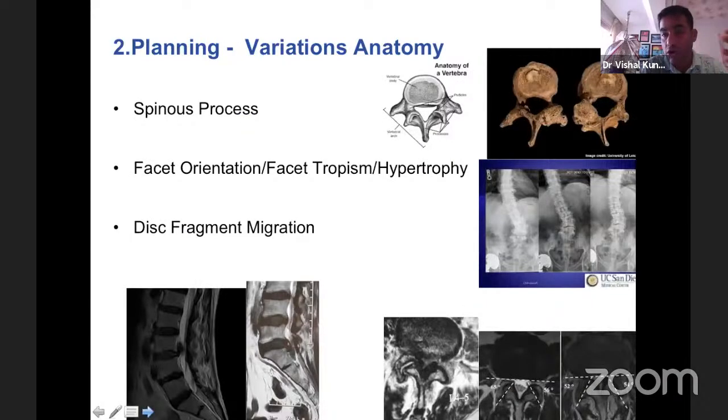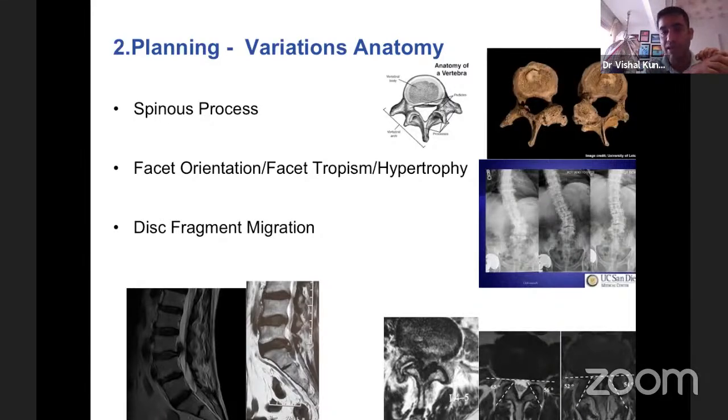After having known your anatomy and your patho-anatomy, it's extremely important to understand if there is any variation in the anatomy. A bent spinous process or just a mild tilt in the spinous process may make your surgery completely a mess. Why? Because your tube going on the side of the spinous process that it is bent to can lead to a tilt of the tube, completely getting laterally shifted, resulting in a facet injury.